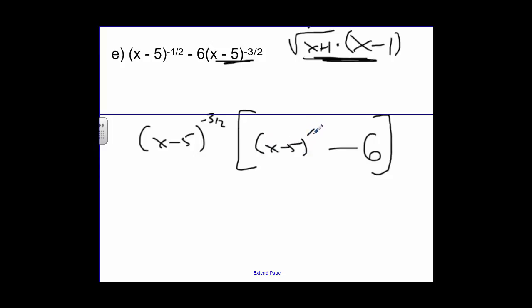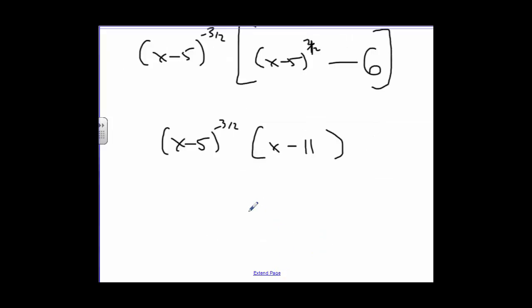We need an exponent such that this minus 3/2 will show up back at that minus 1/2, and that's 2/2, which really is just 1. So what you're left with is the x minus 5 to the minus 3/2, and then the second binomial here is x minus 5, but you're minusing 6 more, so it's x minus 11. So there's our answer.